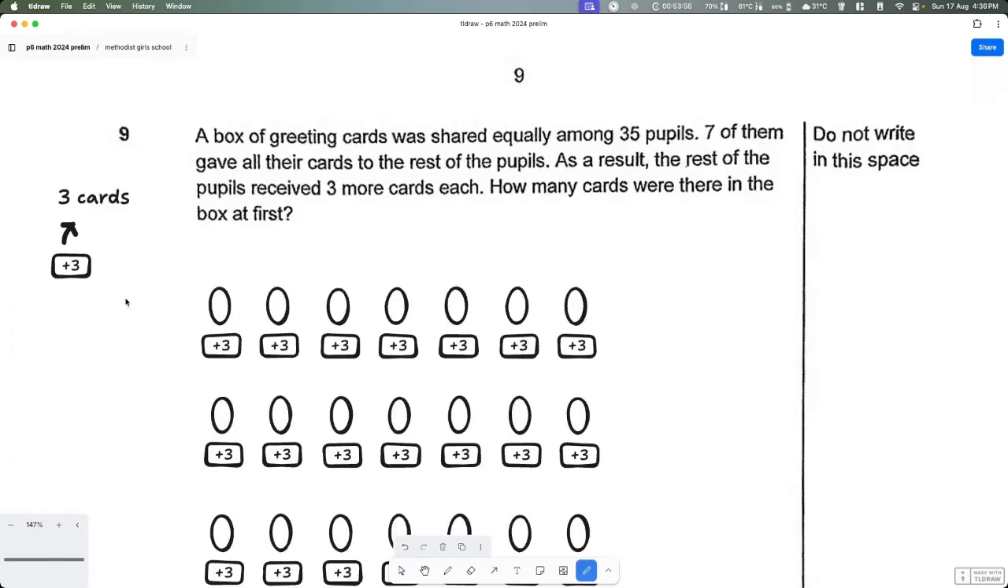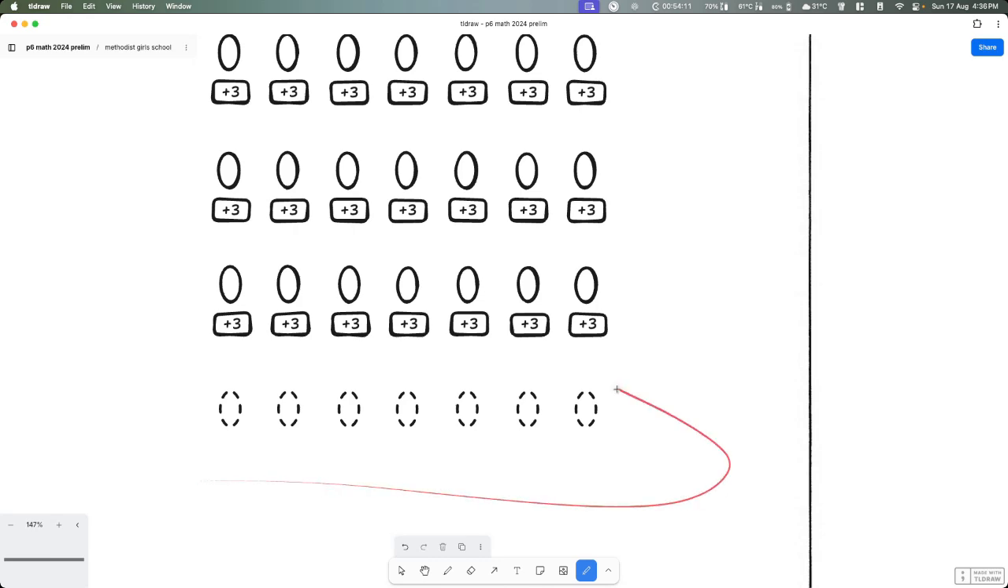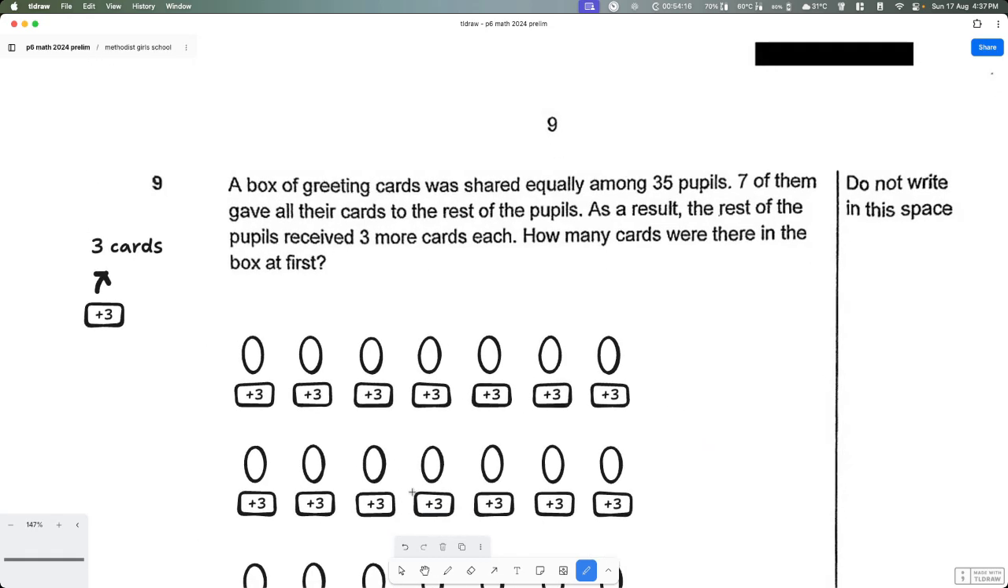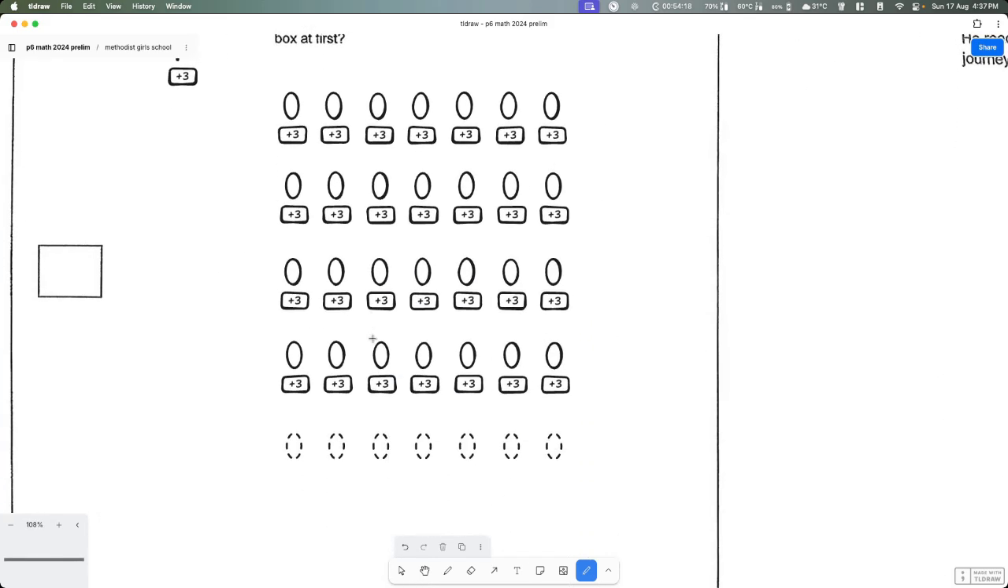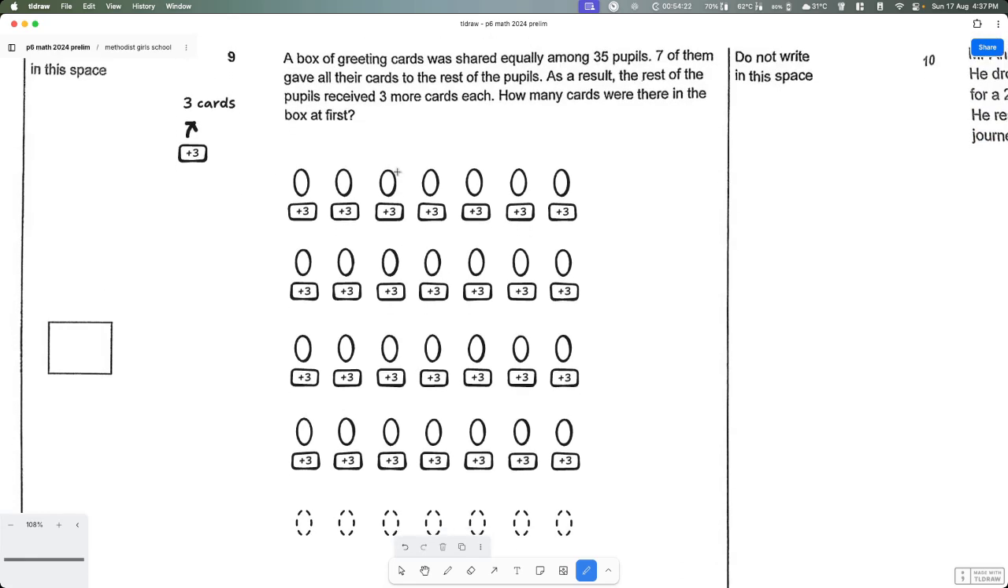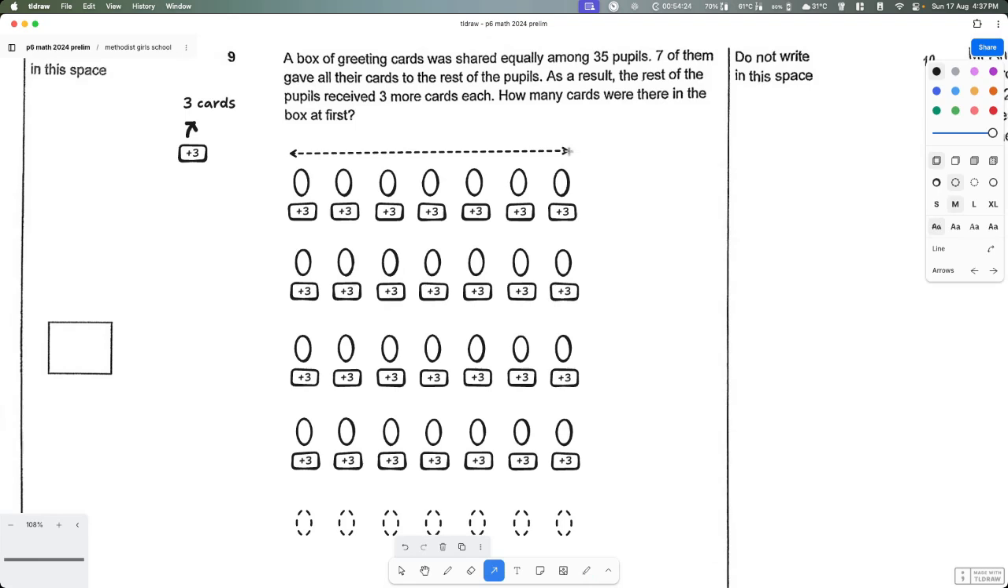All right, question 9. A box of greeting cards was shared equally among 35 pupils. 7 of them gave all their cards to the rest of the pupils. As a result, the rest of the pupils received 3 more cards each. How many cards were there in the box at first? Okay, so 7 of them gave all their cards to the rest of the pupils. In this case, an additional 3 each. Okay, so we have in one row, I'm just going to put this.